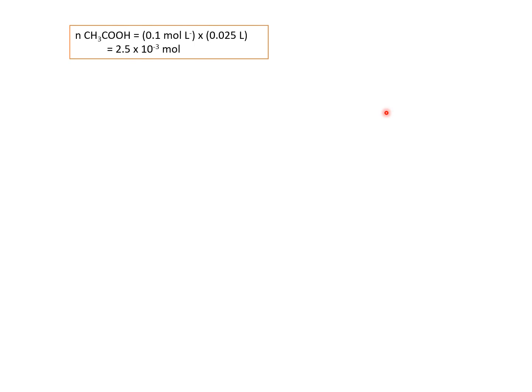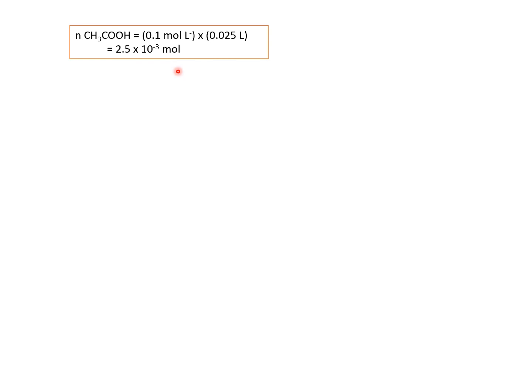So, let's start off the calculation by the first one. Okay, calculate the number of mole of weak acid. Okay, calculate dulu number of mole dia. So, masukkan 0.1 darab 0.025 liter. We get 2.5 times 10 to the power of negative 3.